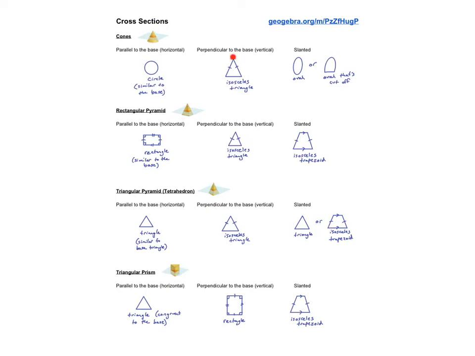Also with a pyramid, if you cut perpendicular through the base, right through the middle, what you're going to get every single time is an isosceles triangle. And if you just think about looking at a pyramid from its side, it kind of looks like a triangle, if you make it into a 2D projection of the 3D shape.